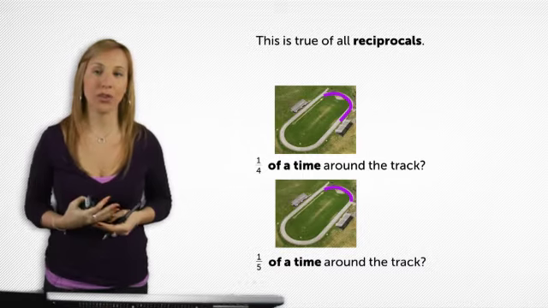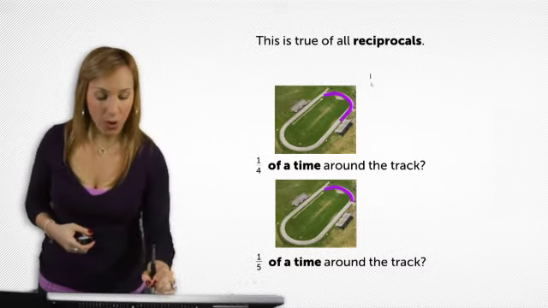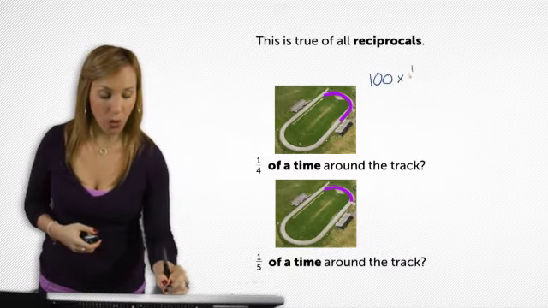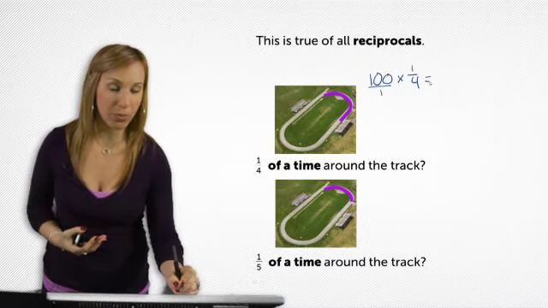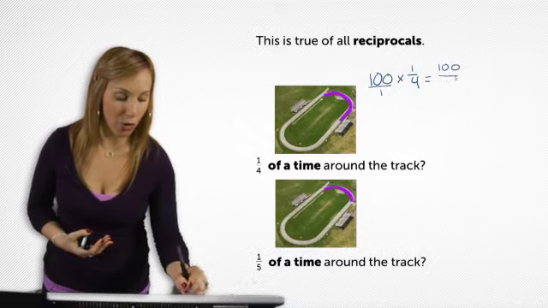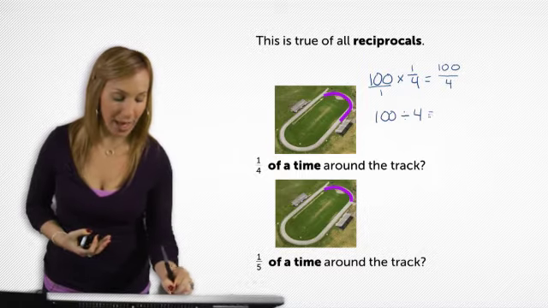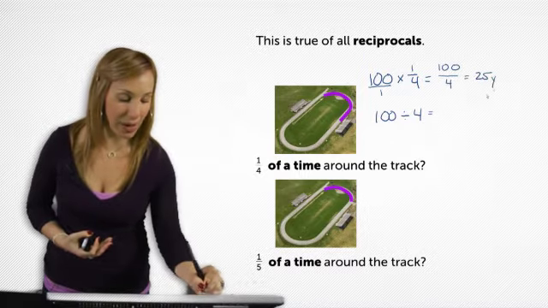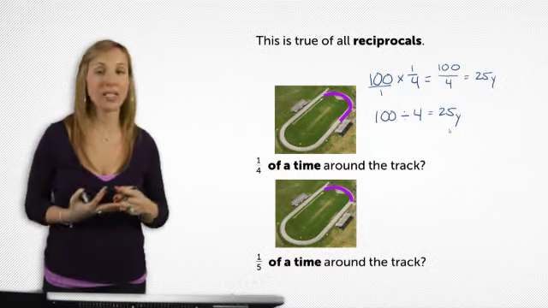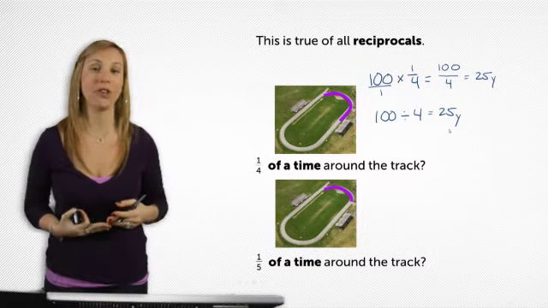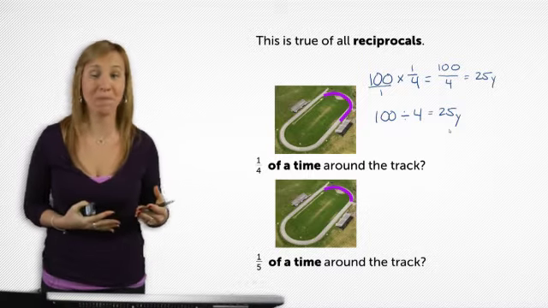Let's say he runs around the track 1/4 of a time. Well, I could say 100 times 1 over 4. And if we look at that and we make 100 over 1 and multiply it out, that becomes 100 over 4. And that's the same as 100 divided by 4. In both cases, the answer is going to be that he has run 25 yards around. What you see here is that 100 times 1/4 is the same as 100 divided by 4. That multiplying by one number is the same as dividing by its reciprocal.